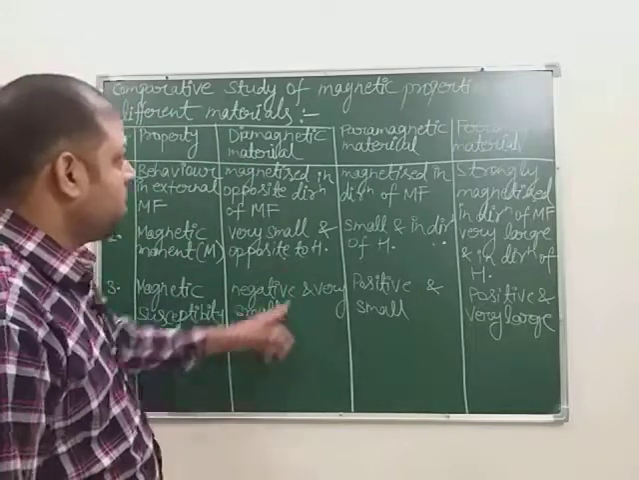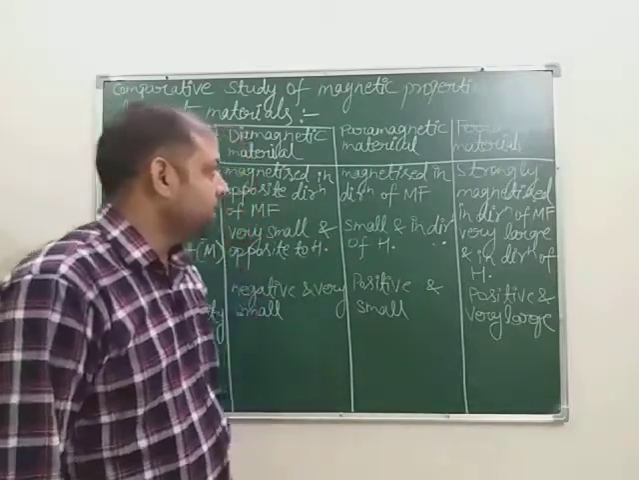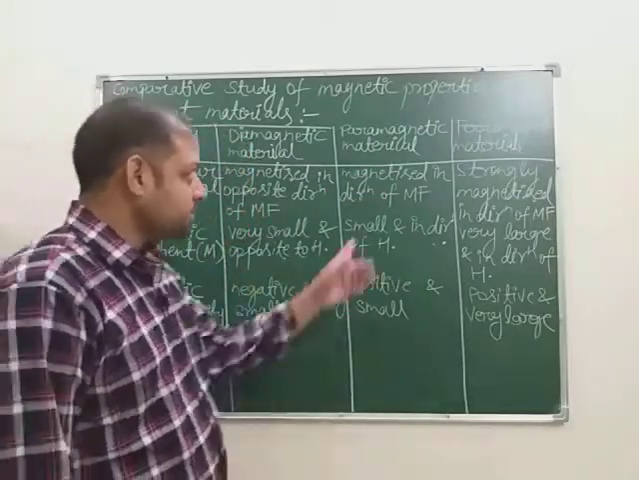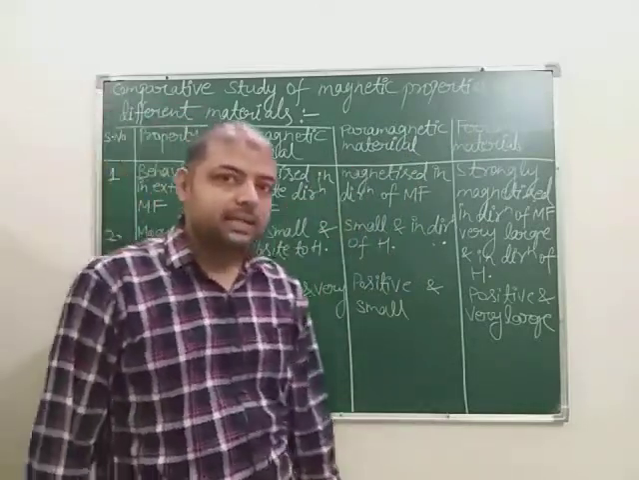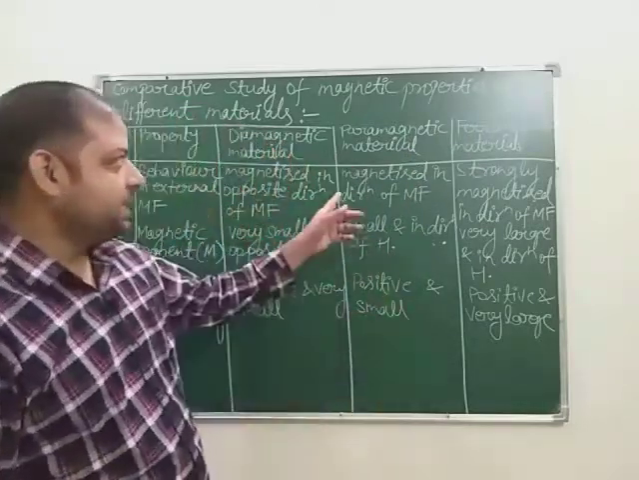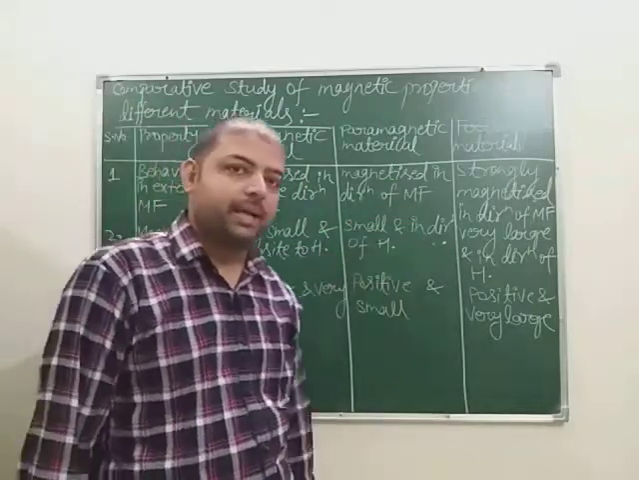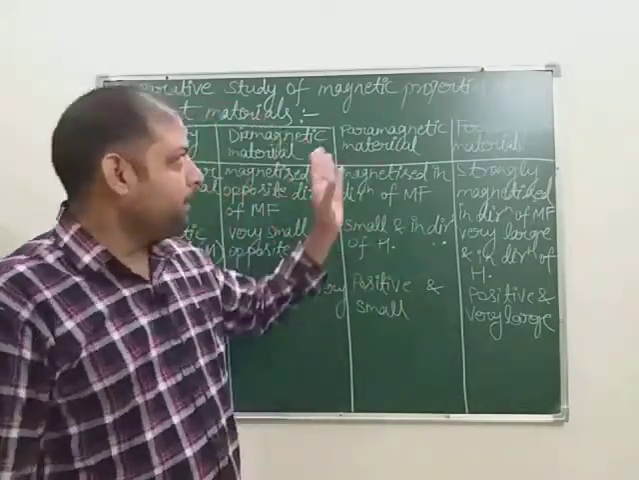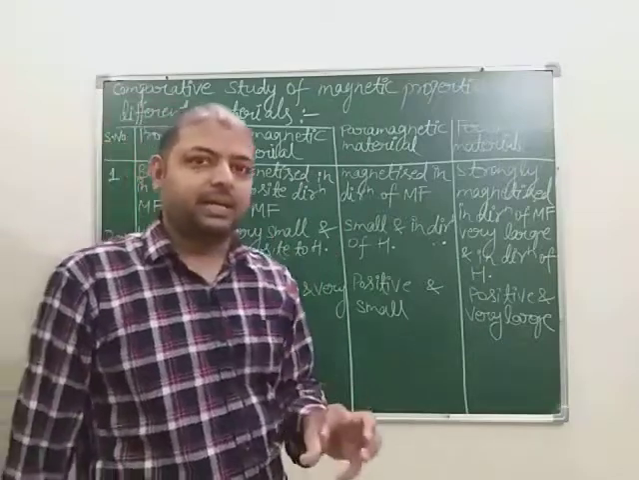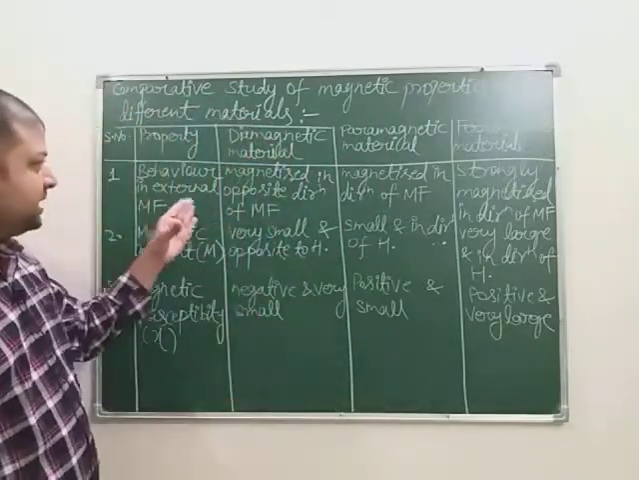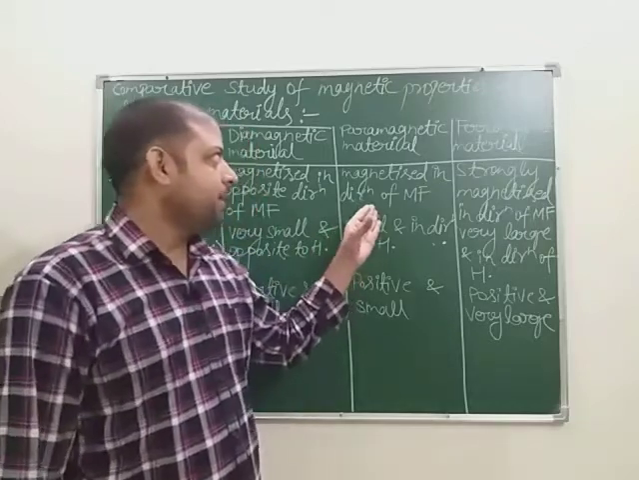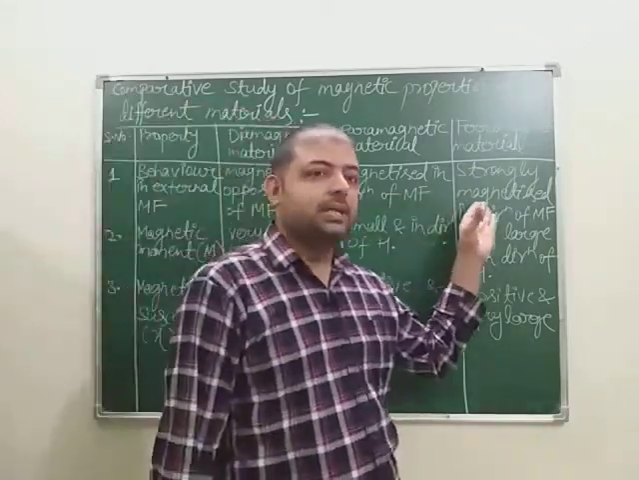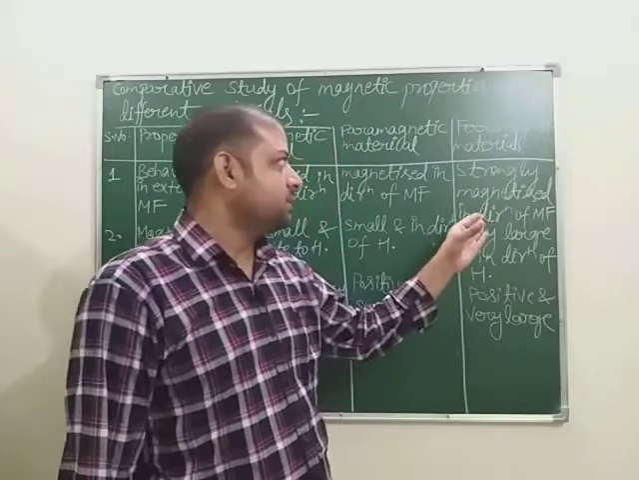Note down all the points that I am telling you. The paramagnetic material, clear from the name, these substances are attracted towards the magnetic field. These substances are magnetized in the direction of the magnetic field, but paramagnetic substances are feebly attracted. So diamagnetic substances are feebly repelled by the magnetic field, paramagnetic are feebly attracted, and ferromagnetic substances are strongly attracted by the magnetic field.